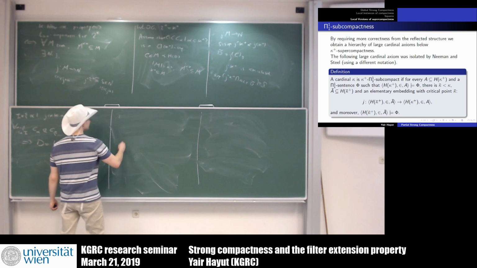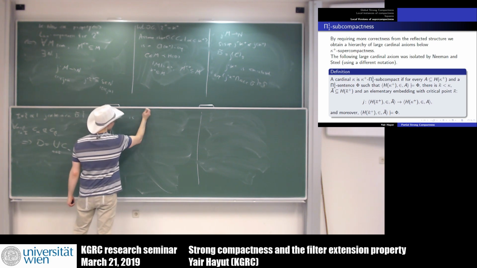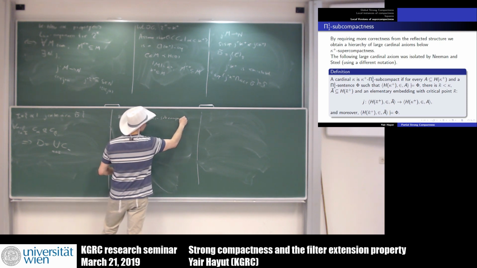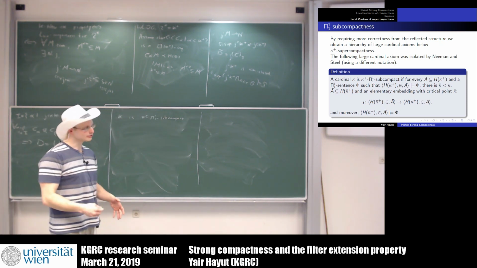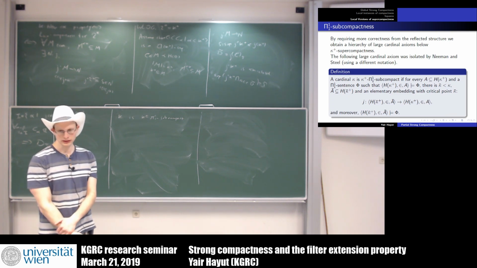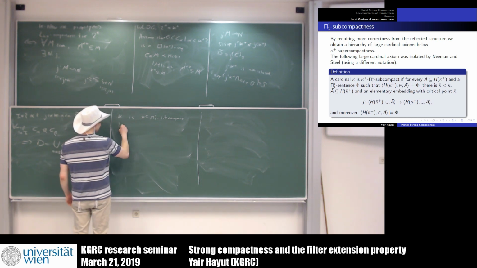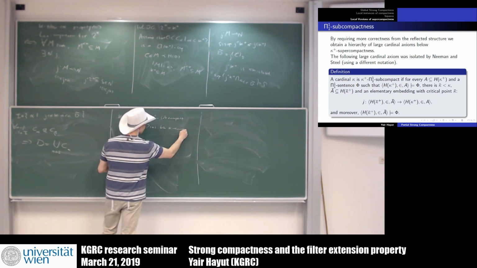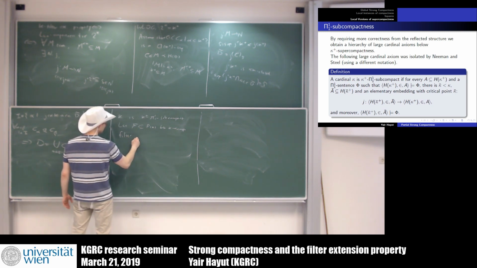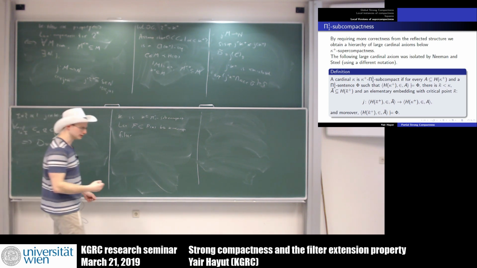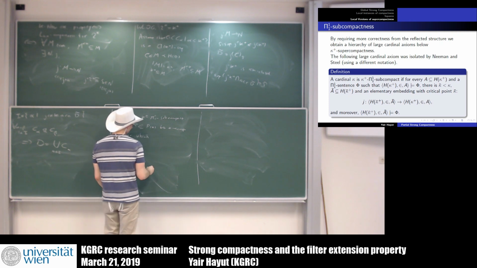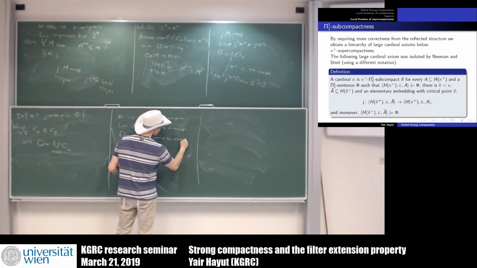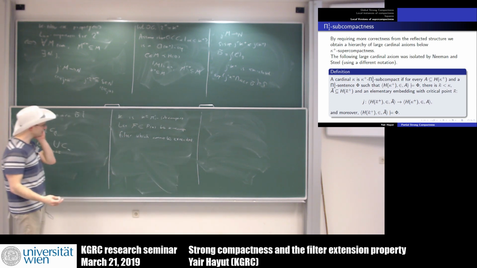Okay. So let's say that we have kappa which is kappa plus pi11 subcompact. We want to show that every kappa complete filter on kappa can be extended. So let F be a kappa complete filter, and let's assume towards a contradiction that it cannot be extended.